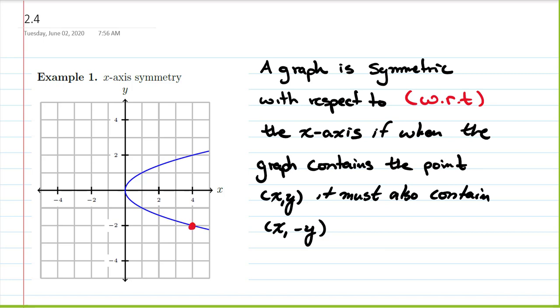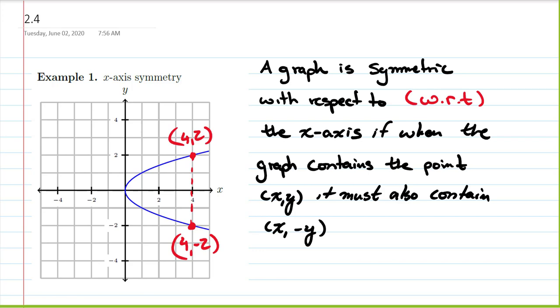So what that means in terms of our picture is if I pick any point on the graph, so this point right here has ordered pair 4 comma negative 2, and it says if our graph contains the point x comma y, so my x is 4 and my y is negative 2, it must also contain the point x comma negative y. Well, that means I change the sign of the y-coordinate. So if I have a negative 2, I change it from a negative to a positive. That would give me its symmetric point, which would be at 4 comma 2 up here.